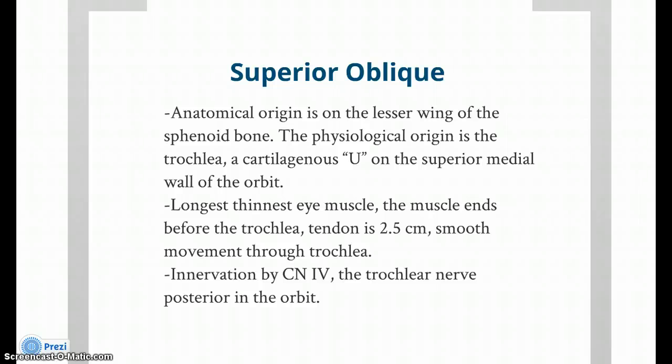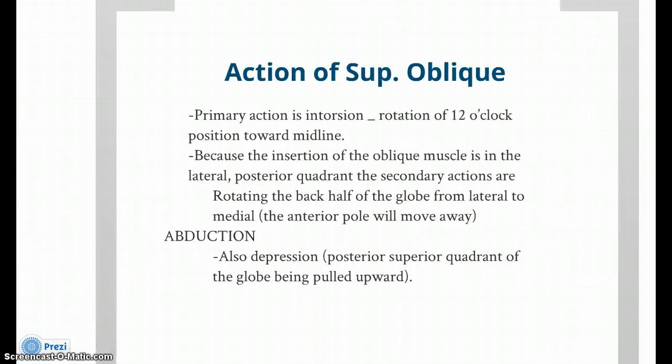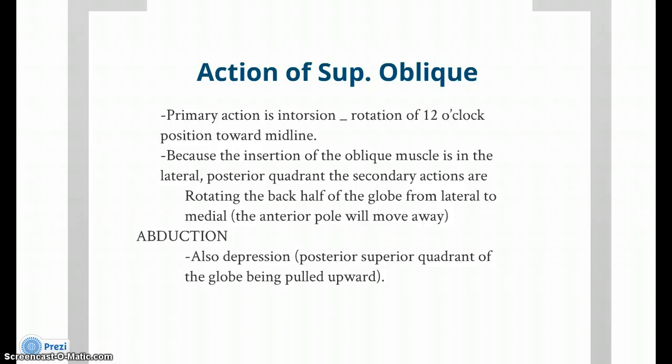The superior oblique, its anatomical origin is on the lesser wing of the sphenoid bone, which I said was one of the main skull bones looking at the eye. The physiological origin is the trochlea, a cartilaginous U on the superior medial wall of the orbit. This is the longest, thinnest eye muscle. The muscle ends before the trochlea. Innervation is by cranial nerve 4, the trochlear nerve, and posterior in the orbit. The action is intorsion or rotation of the 12 o'clock position towards the midline, so the middle of the body. Because the insertion of the oblique muscle is in the lateral, posterior quadrant, the secondary actions are rotating the back half of the globe from lateral to medial, so abduction, or moving towards the outside.